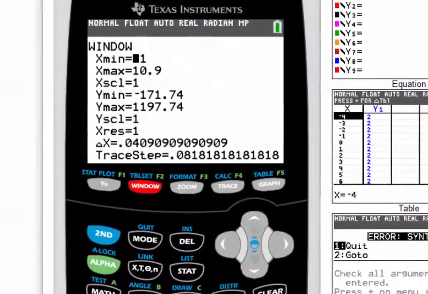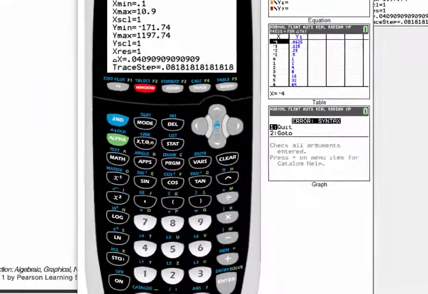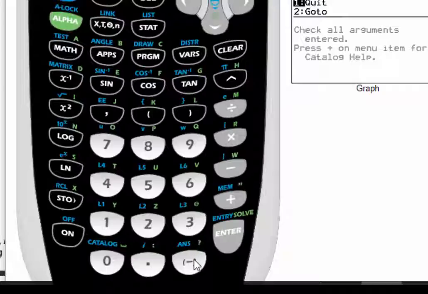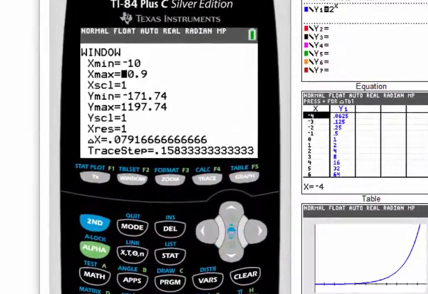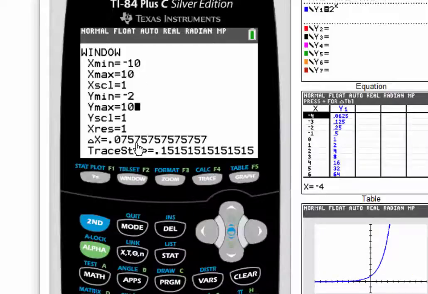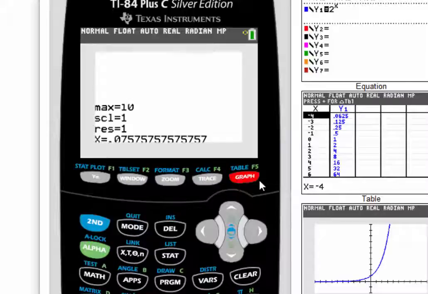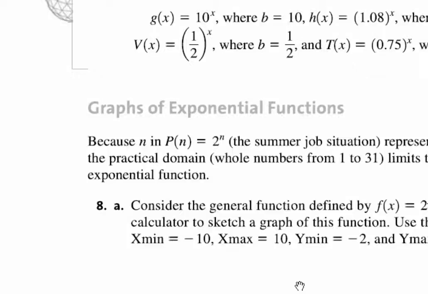So I press the window key. And for the negative, you have to make sure that you use the key below the number 3, not the subtraction sign. So here's the negative key. And then we go to 10. So I think this is the window they gave us: X min and X max, Y min and Y max. I press graph. And here is my function. Now let's see what they ask.